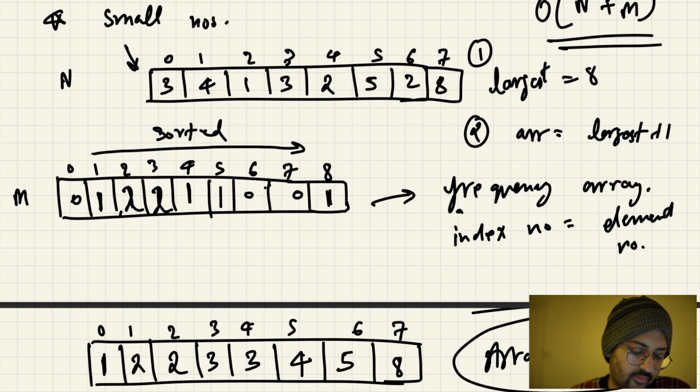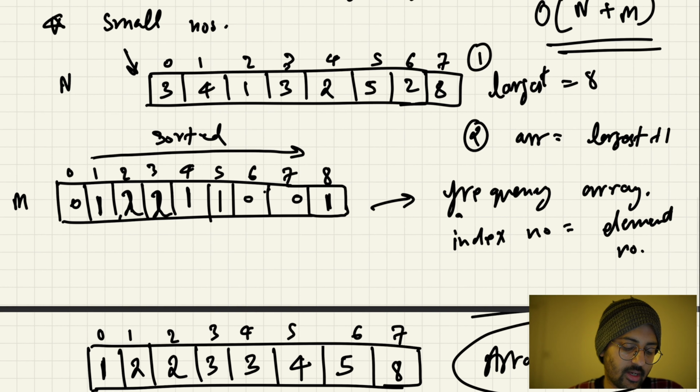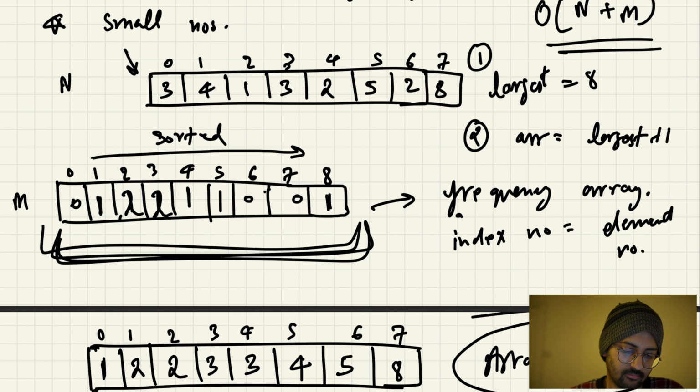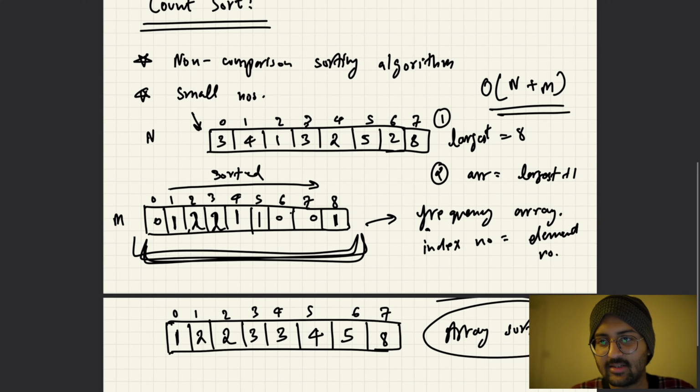Okay, if we're talking about the output array. But if you're just talking about, let's say I am making changes in the original array, I'm not creating a new array for the output, then space complexity is O of m. Okay, because this is extra array I'm creating, the frequency table. That's count sort.